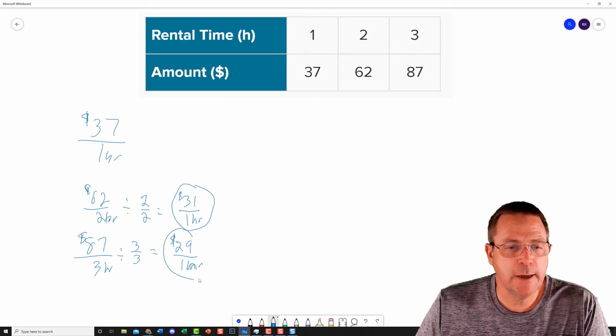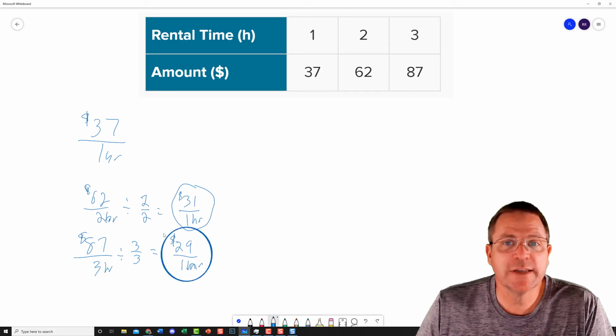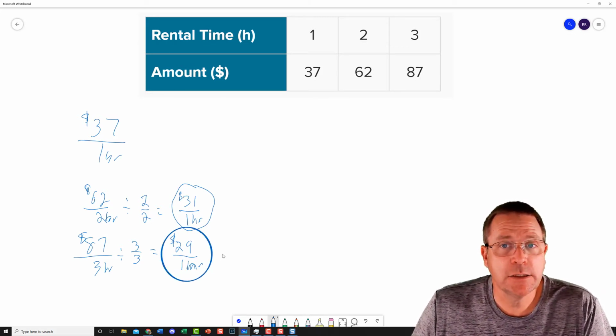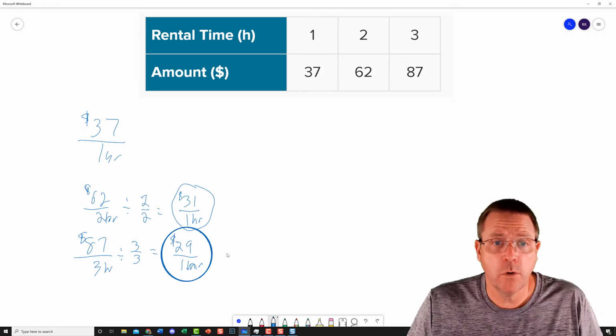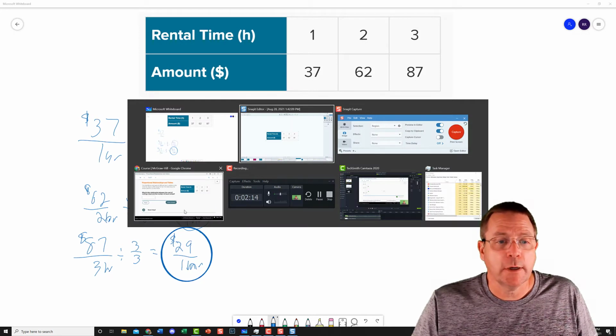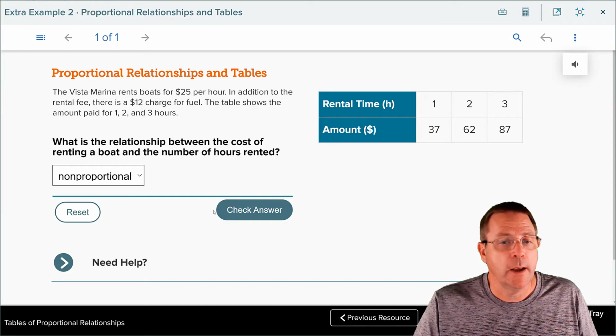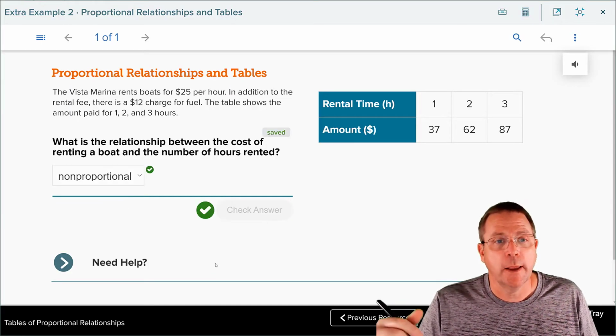You can see that each one of these numbers is different, and because each one of these numbers is different, is our answer going to be proportional or non-proportional? The correct answer is, of course, going to be non-proportional. Check it, and there we go.